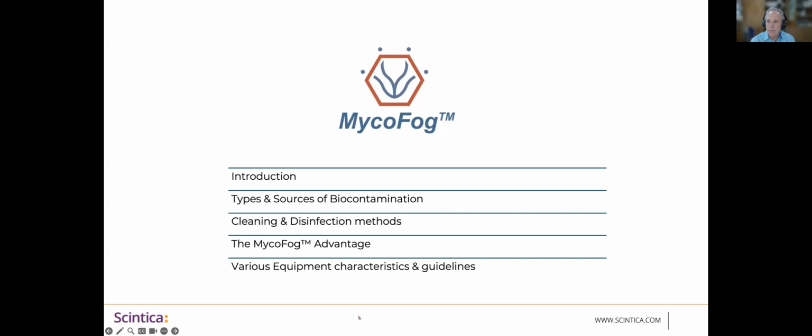We'll start today with a brief introduction, and we'll talk about the types and sources of biocontamination, and various different types of disinfection methods and approaches to biodecontamination. And we'll talk about how MycoFog can help you with your contamination control in your laboratory in an easy, efficacious, and economical manner. Then we'll get into some details about the type of equipment that we focused on in developing our products.